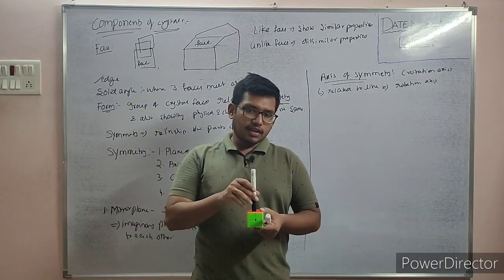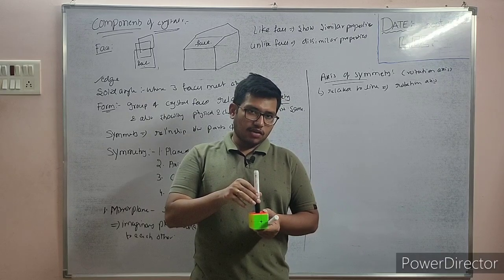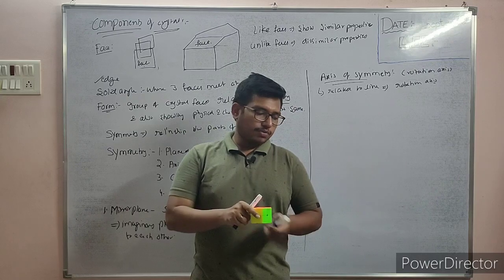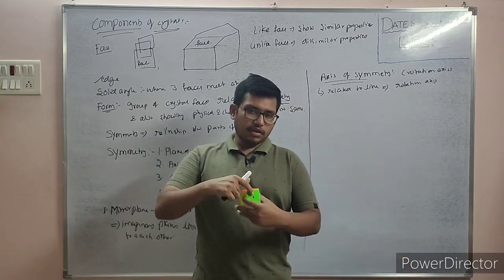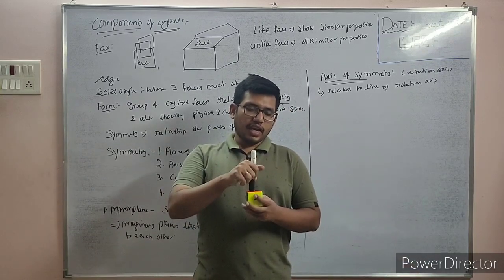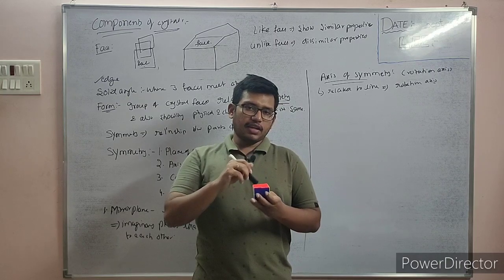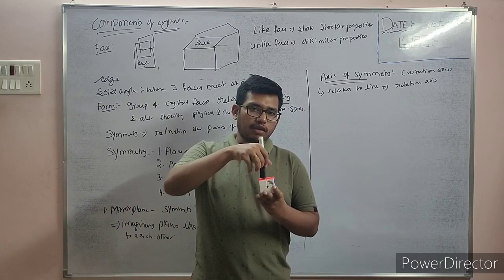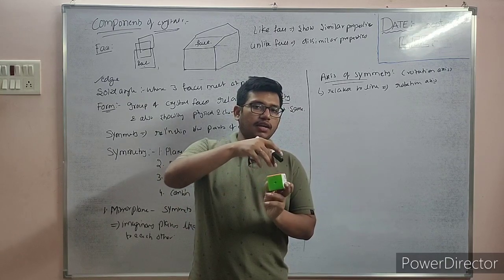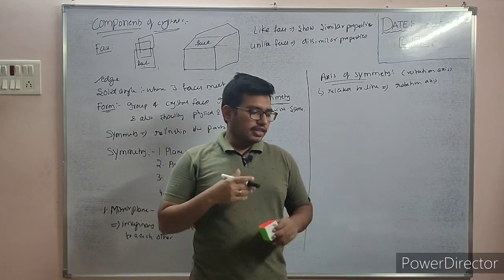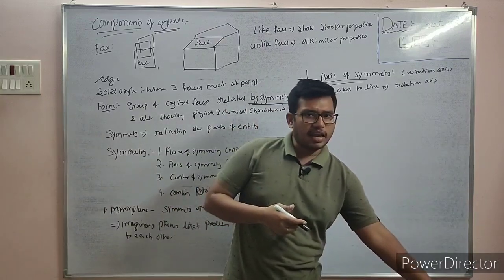If you rotate the crystal by 90 degrees along this axis, what will happen? This face will appear here. When you rotate again, it will appear here, and again, it will appear here, and again, it will appear here. So a rotation axis is an imaginary line.